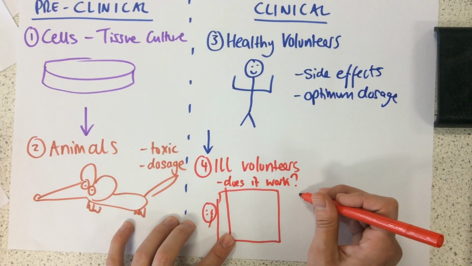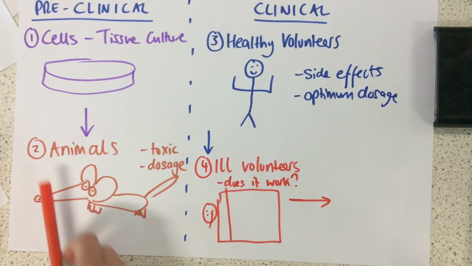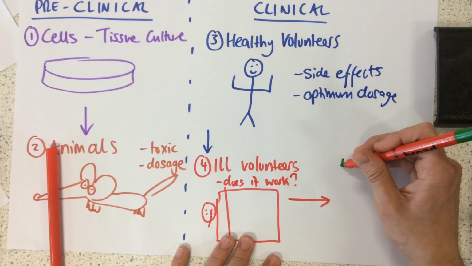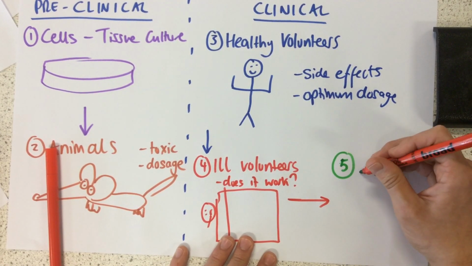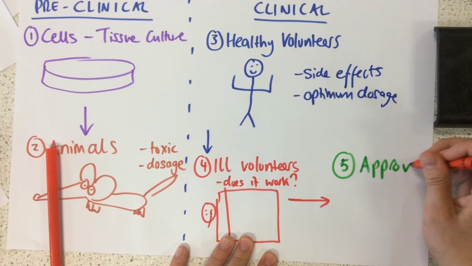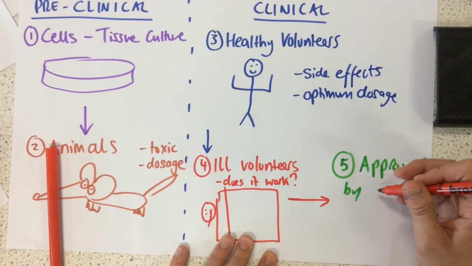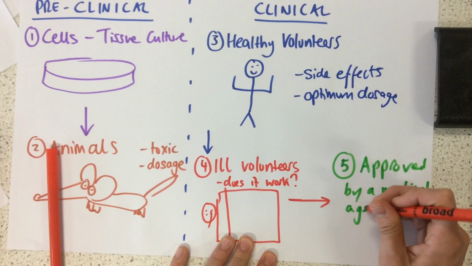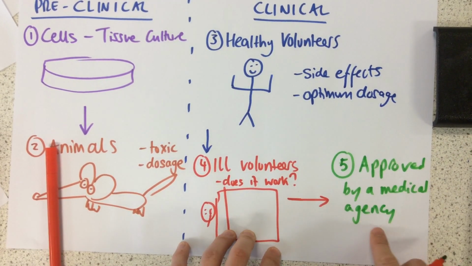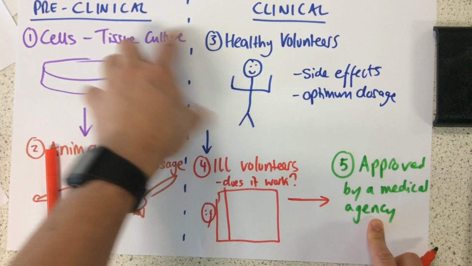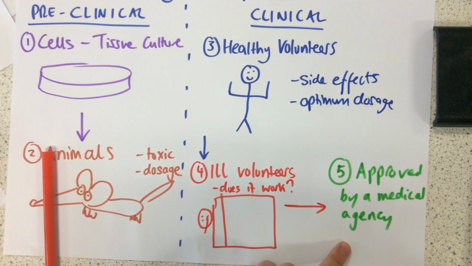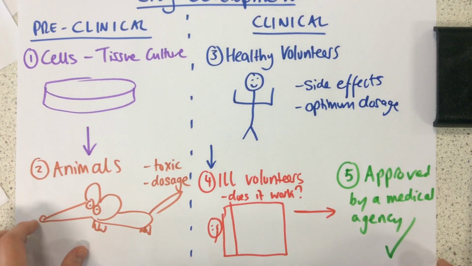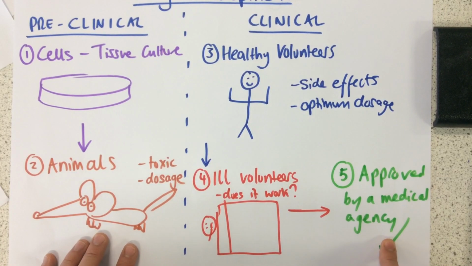And the final one, once all of that stuff has gone through, remember this is clinical testing because it's with people. Once this has all gone through, the final thing that needs to happen is it needs to be approved by a medical agency. So that just means an agency reviews all of this information that they've collected about the drug at every single step, and they say, right, is it safe to sell to the general public? And only once it's been approved, then we can sell to the general public.